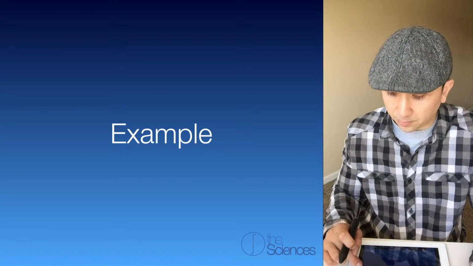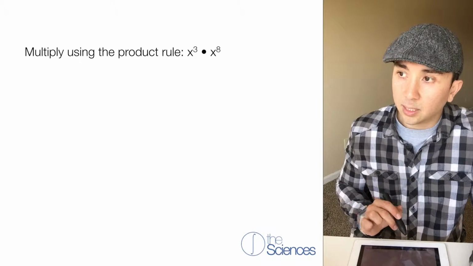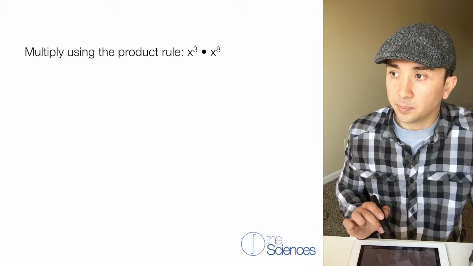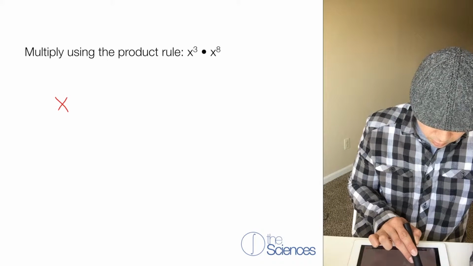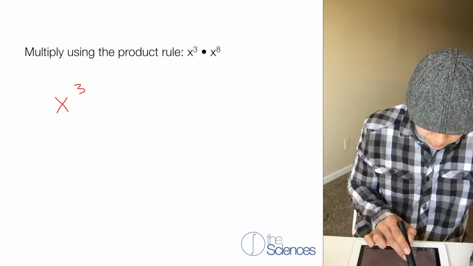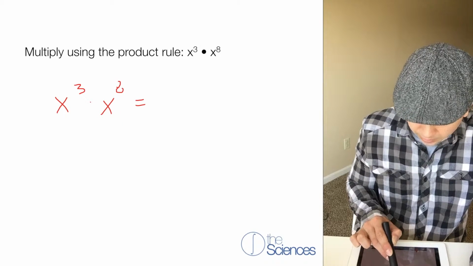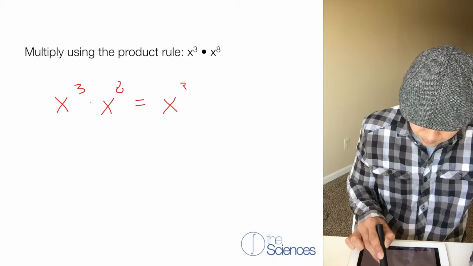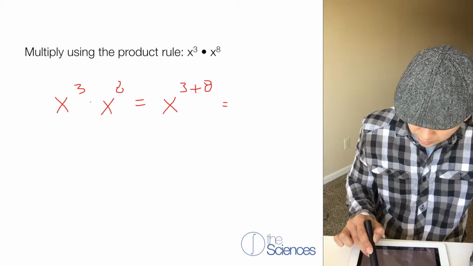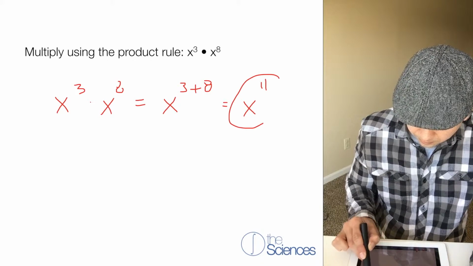So let's do an example. Let's multiply using the product rule, x cubed times x to the 8. So x cubed times x to the 8, all that really means is x to the 3 plus 8, which equals x to the 11th power.